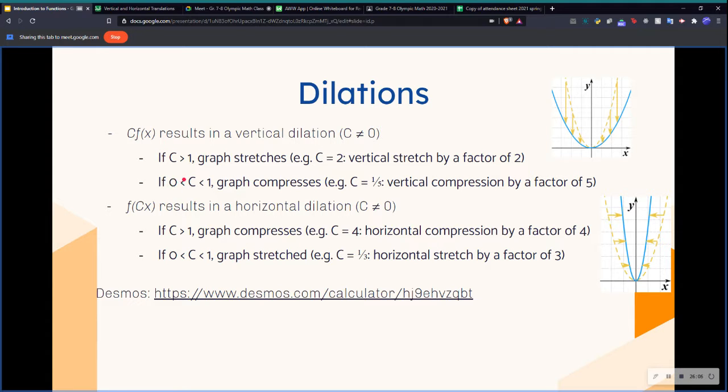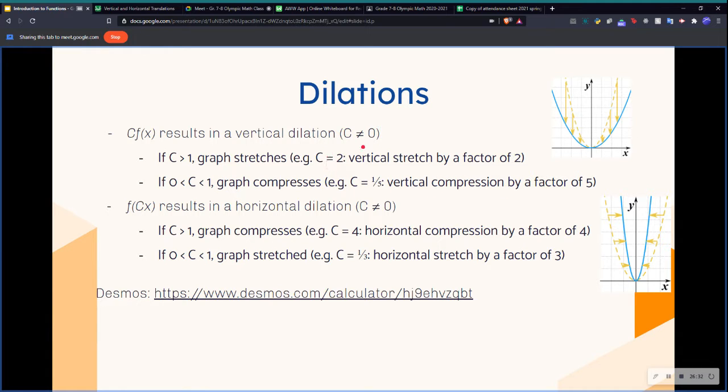What if c is between 0 and 1? What if it's a fraction? This means that the graph would compress downwards. For example, you have c is equal to 1/5. This will result in a vertical compression by a factor of 5. So we don't say compression by a factor of 1/5. We use its reciprocal, so compression by a factor of 5.